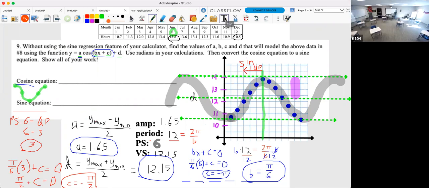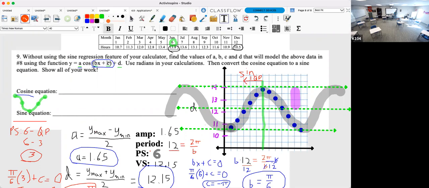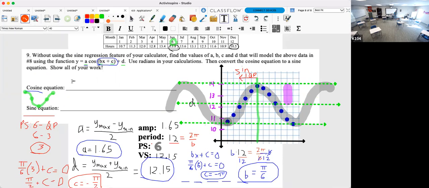All right, so putting this all together now. Our cosine equation was y equals A, which was 1.65, times the cosine of Bx, which is pi over 6.